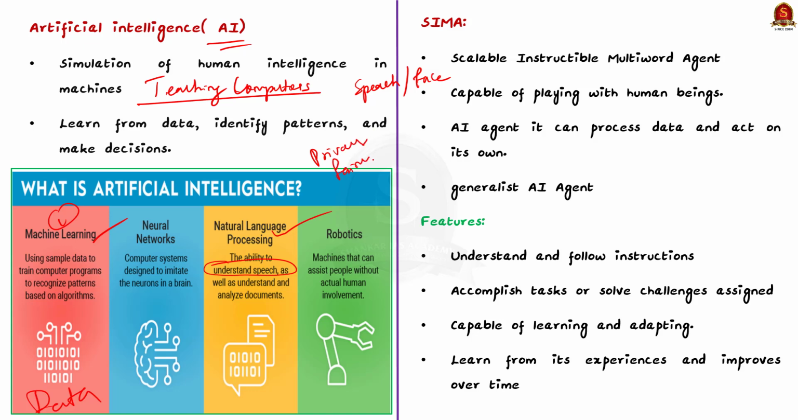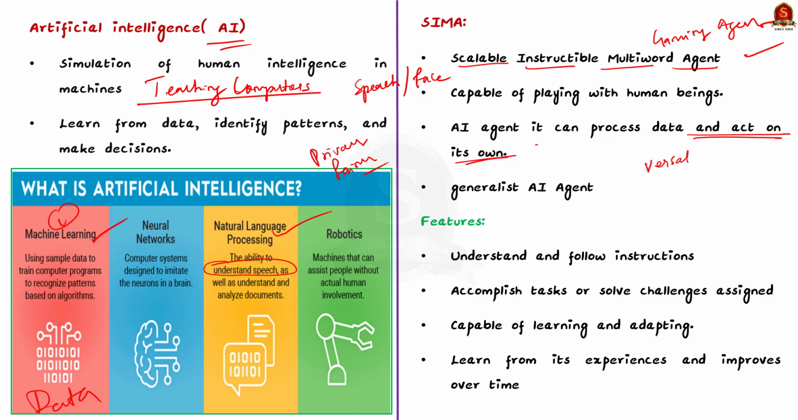SIMA stands for Scalable Instructable Multi-World Agent. It is an AI-based gaming agent that plays games with people. It's good at understanding what we say, that is the natural language, and can make its own decisions. SIMA can do many different tasks in gaming, making it a very versatile gaming partner. So what are its features?